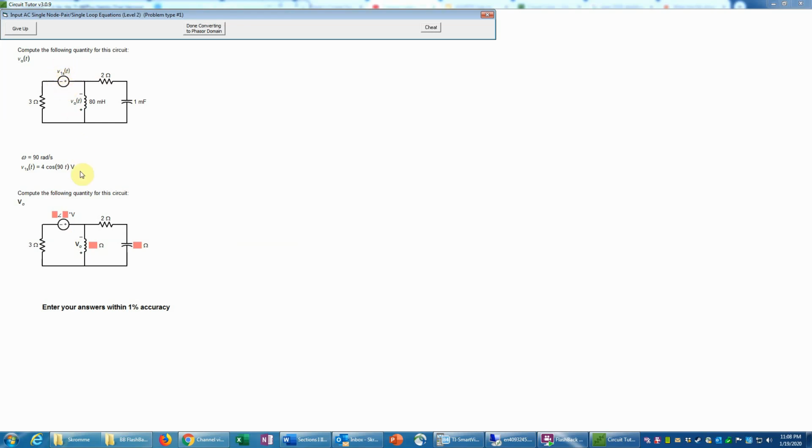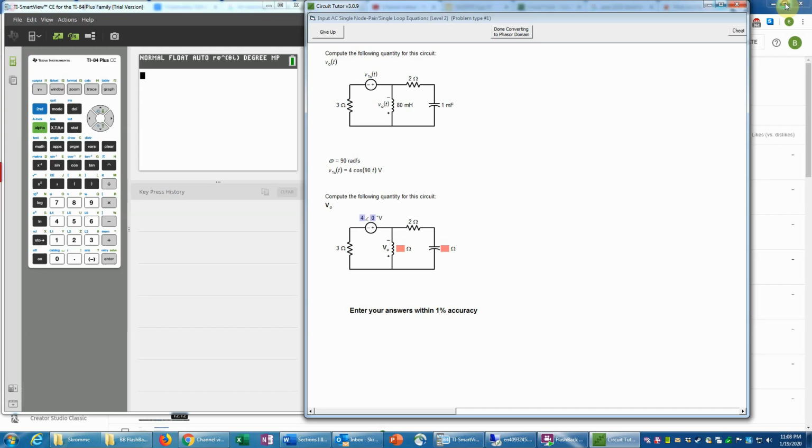which we did not do in that game. That's very simple because we have 4 cosine 90t, and notice that's plus 0 degrees basically because there's no additional term there. So the amplitude here will just be a 4, and the phase angle will be 0. Remember that the 90, which is the omega, is not used in the phasor value, so that will not appear here. Next, we have to convert the 80 millihenries into the appropriate impedance, remembering that this is at a frequency of 90 radians per second. To do that, we're going to need a calculator.